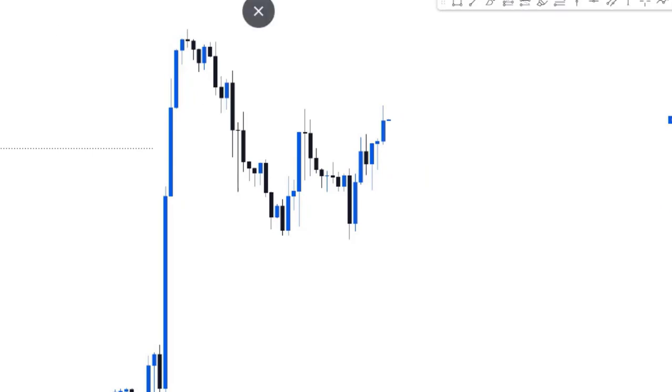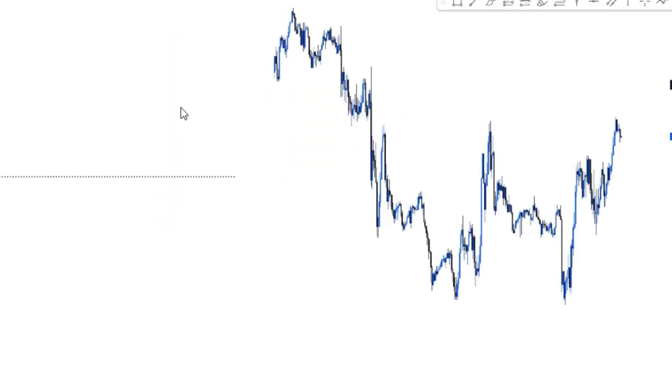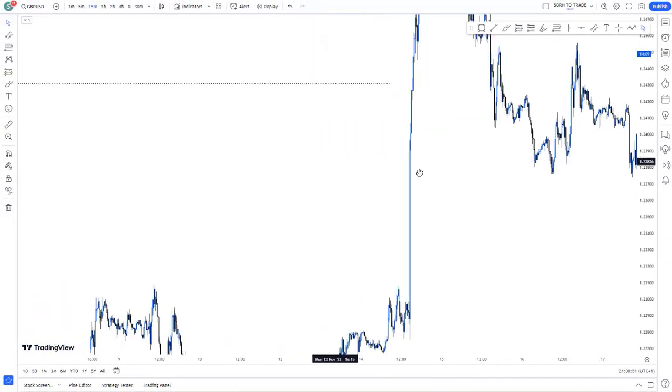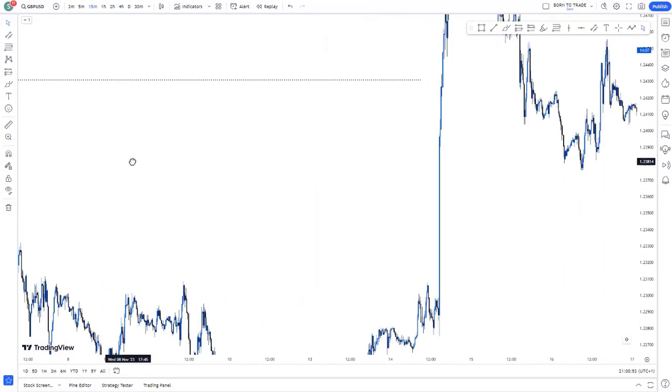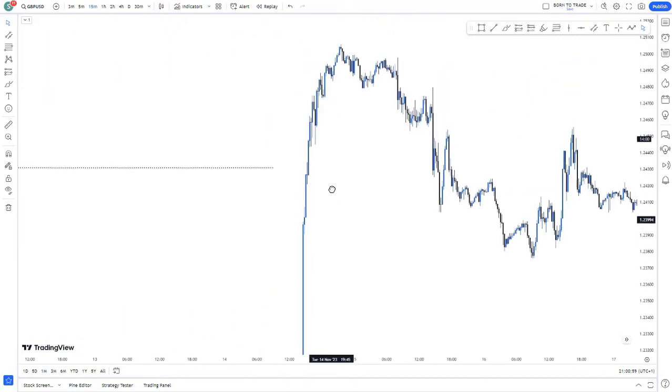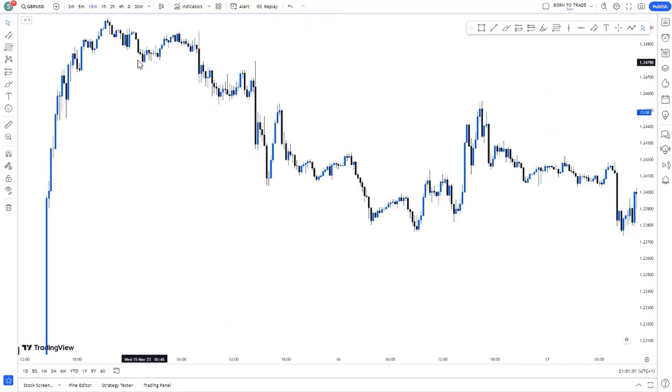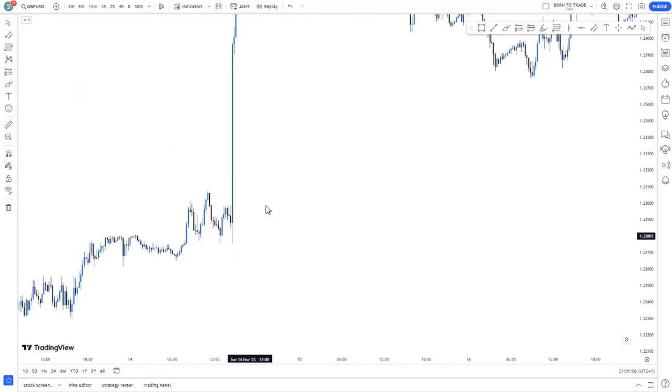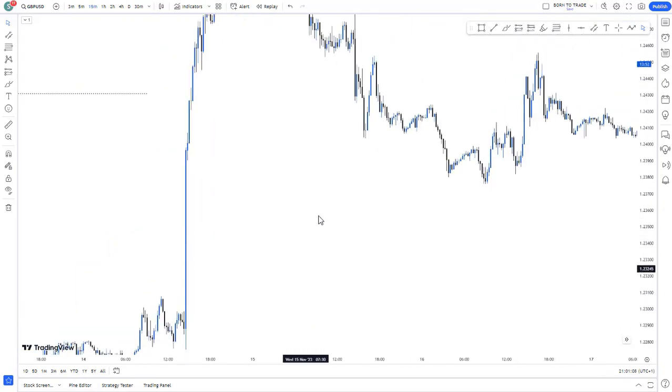Let's jump to the 15 minutes time frame so you see what I have to show you. Now here is the 15 minutes time frame, and from what you can see, this is the break of structure of the higher time frame. This is actually the CPI news that caused this massive push to the upside. Now what you're seeing is that price is coming back to the downside to rebalance this price inefficiency and possibly mitigate some other blocks.